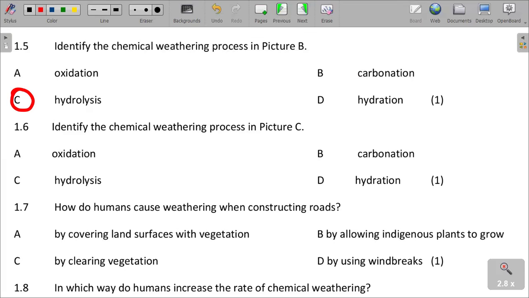So I want you to understand that hydrolysis is whereby rock minerals react with water, breaking them down and altering their chemical composition, which results in the formation of new softer minerals like clays. And then we say that hydrolysis is one of the key processes involved in the formation of what? Of soil.